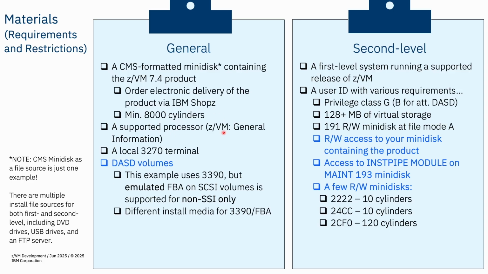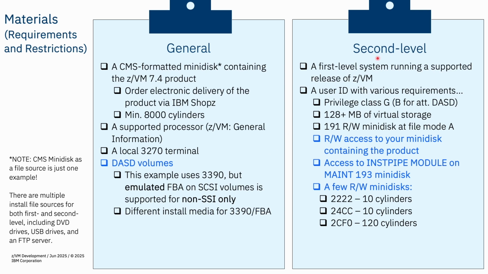We'll need a supported processor and a local 3270 terminal. And finally, of course, we'll need some DASD volumes. This example is going to use 3390 DASD, but again, be aware that there is different install media for 3390 or FBA DASD. So be sure to grab the right one.